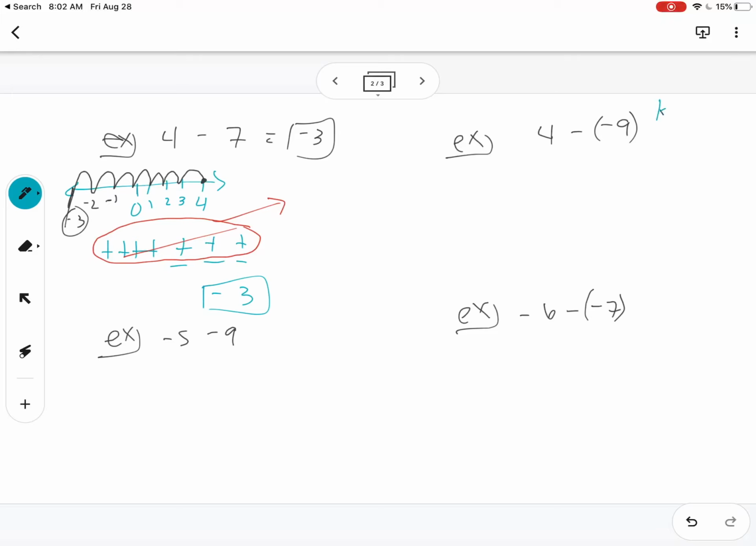This allows you to turn any subtraction problem into an addition problem. So let me write that down. K, C, F. K stands for you keep the first number. C means you change the sign. So this minus becomes a plus, and then the negative 9 becomes a positive 9. You just change the sign. So this expression becomes 4 plus 9, which we know is 13.